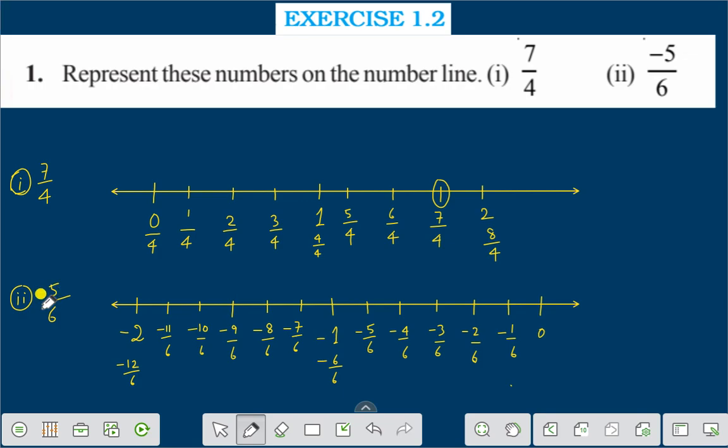And you have to find the value minus 5 by 6. This one is minus 5 by 6. That means from 0 to this point, the value is minus 5 by 6. Therefore, you represent the first number as this point. Suppose we get a point A. That point represents the first number. And this point, that is point B, represents minus 5 by 6, right?